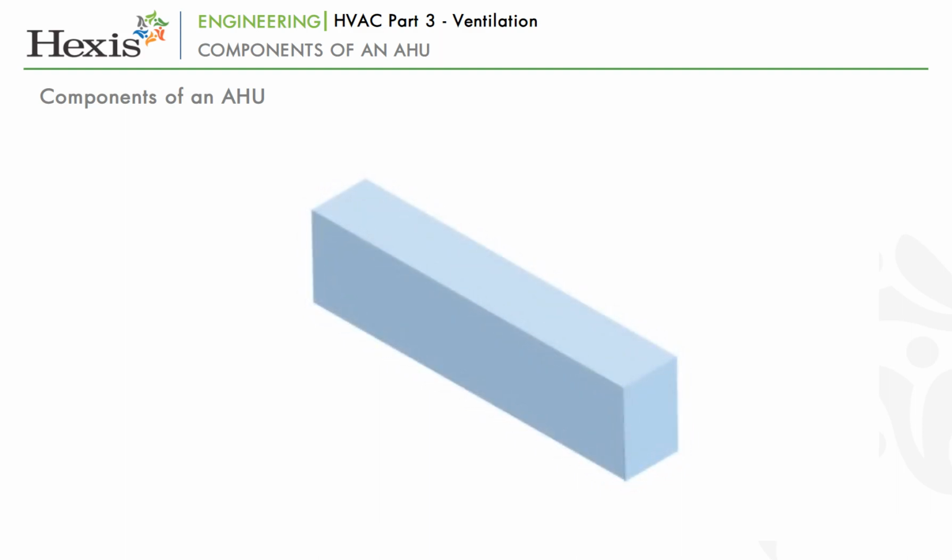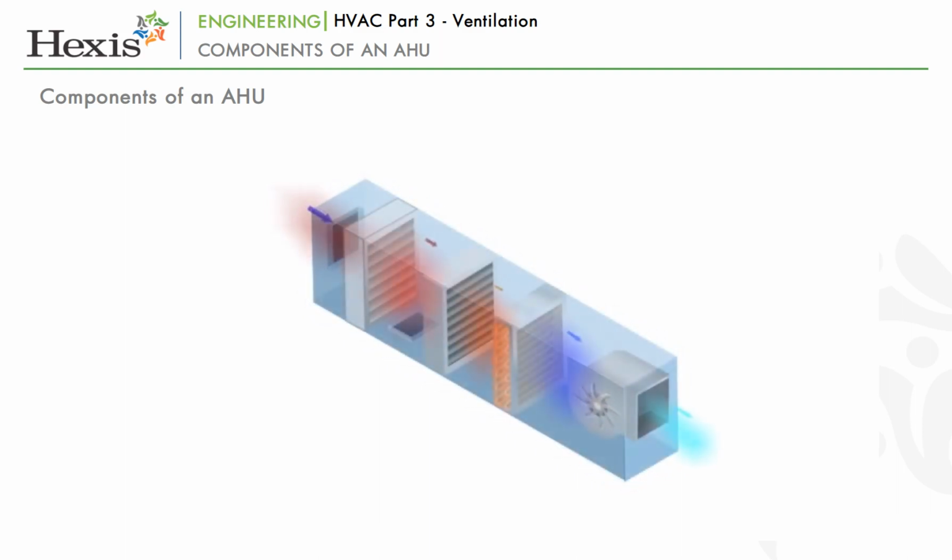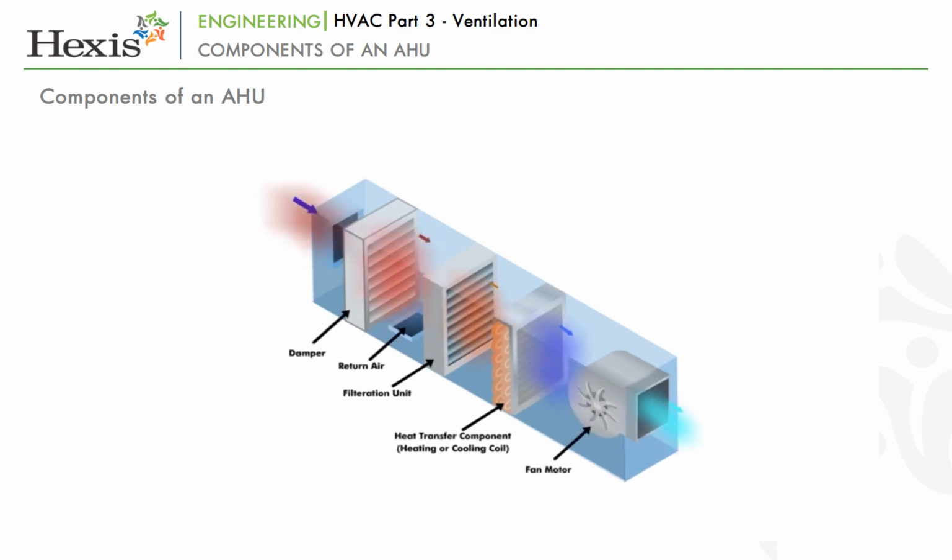Next, let's look at the components of an AHU. An air handling unit will at a minimum have at least one filtration section, a heat transfer component, that is cooling or heating coil or heat recovery system, a fan. The air handling units can have several components depending on the complexity and requirements, such as energy efficiency of each specific building and application.